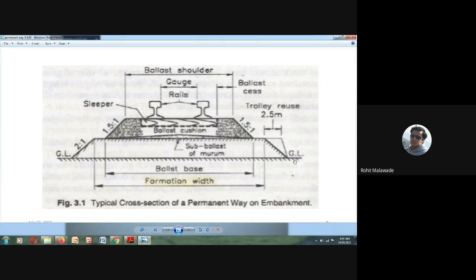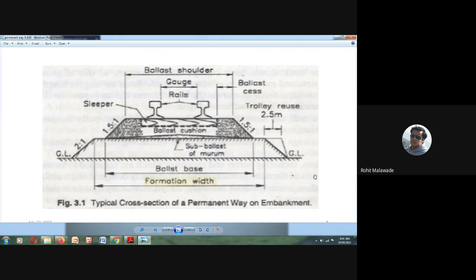See, this is the natural ground. Here we are going to fill it with the subgrade. So whatever we construct above the natural ground, we call it an embankment. It is constructed when the railway has to be carried over low ground or valleys. So wherever the train has to move over low grounds or valleys, there we normally have this embankment.